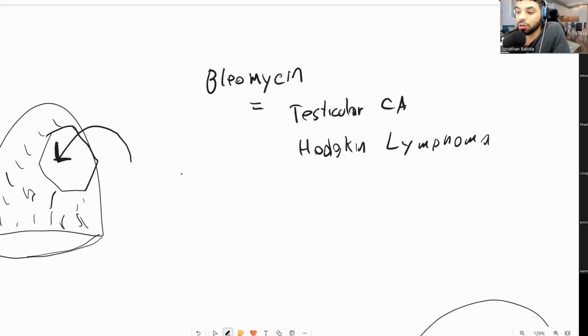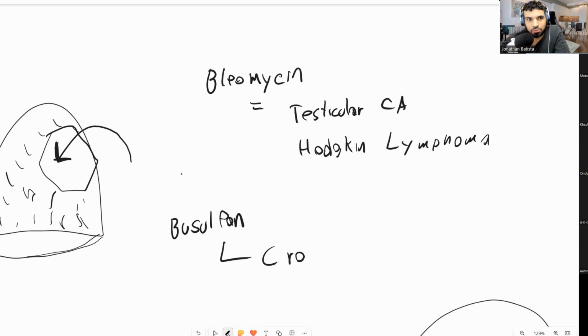What else? There's also another drug called busulfan. And this one, instead of just causing free radical damage, it actually cross-links DNA.